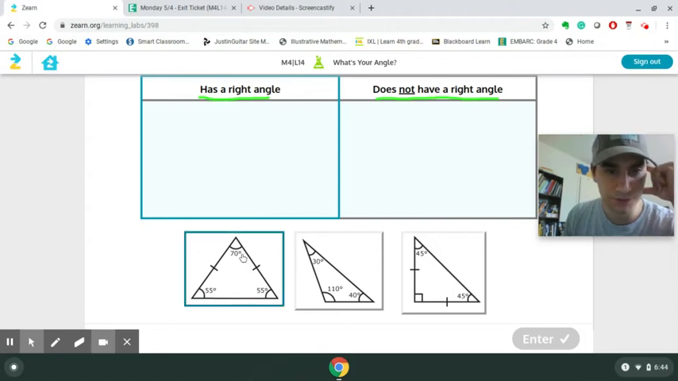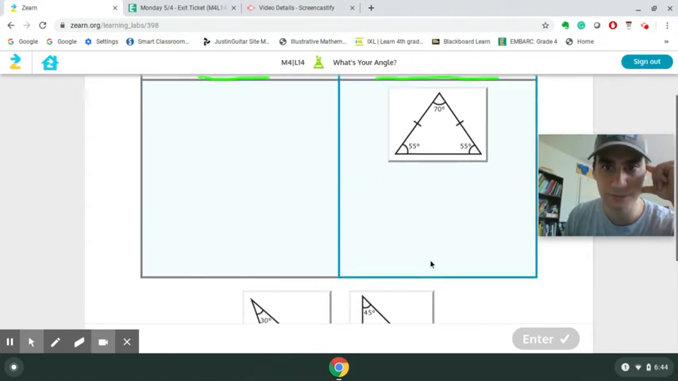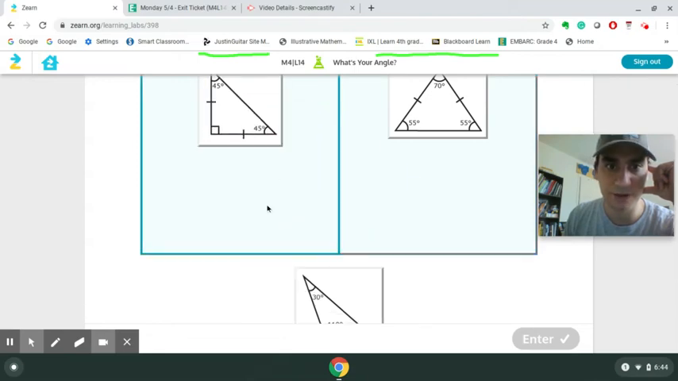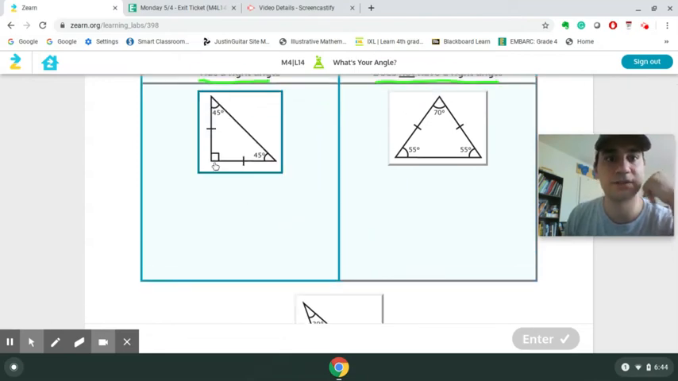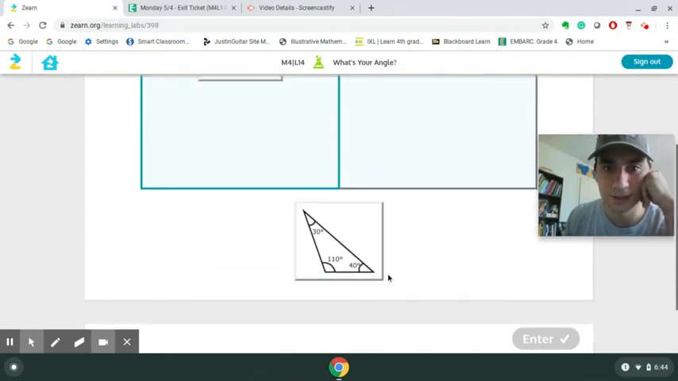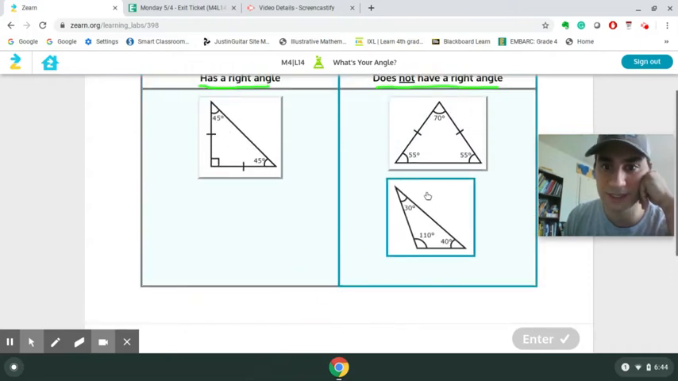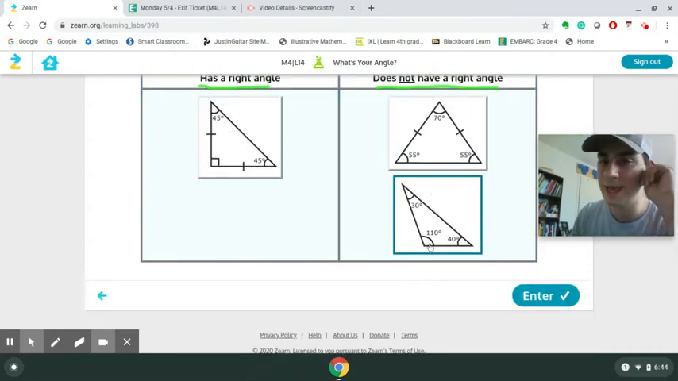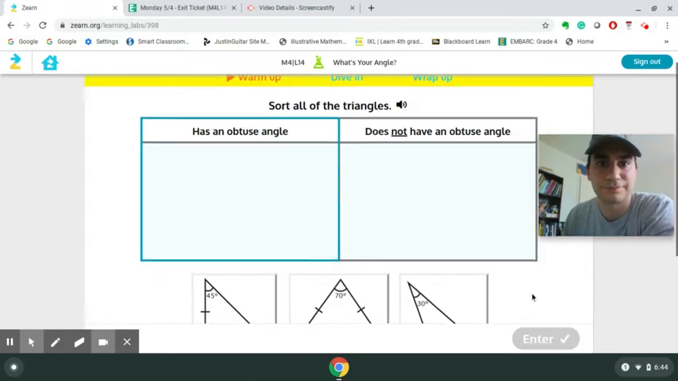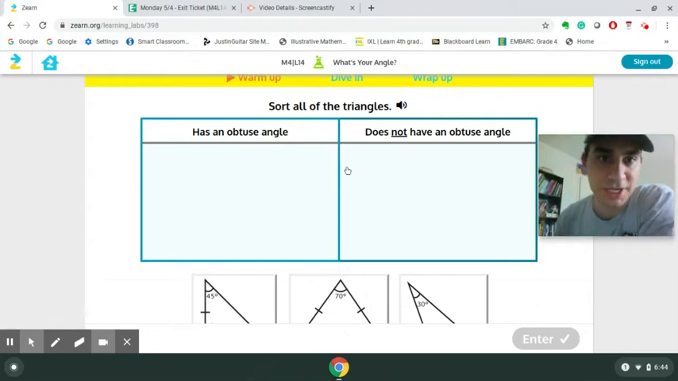So if I look at this first one, I can see I don't have any right angles, no 90-degree angles. So this one does not have a right angle. This guy here does have a right angle. I can tell because it has this little right angle symbol in the bottom left-hand angle. And then last but not least, I have this cool little scalene triangle here. I'm going to drop that scalene right here because it does not have a right angle. Nice work.